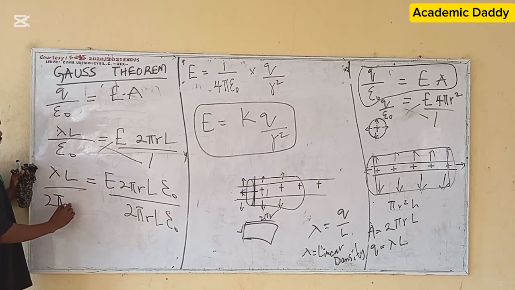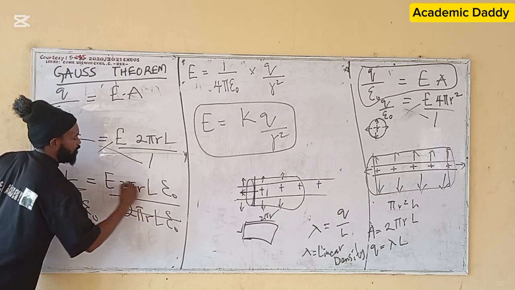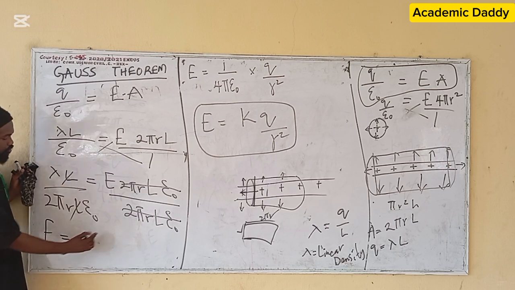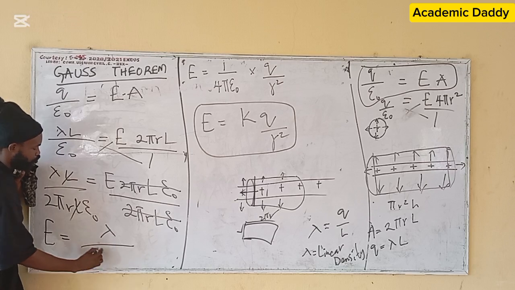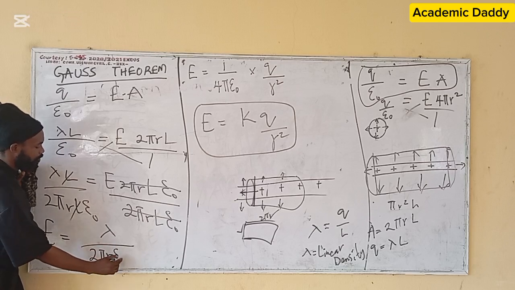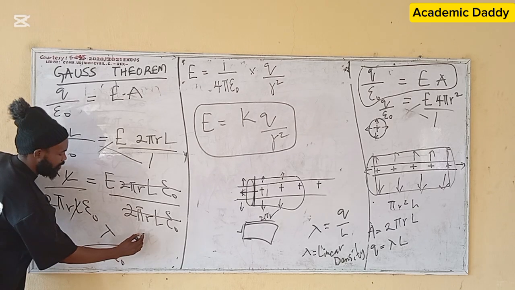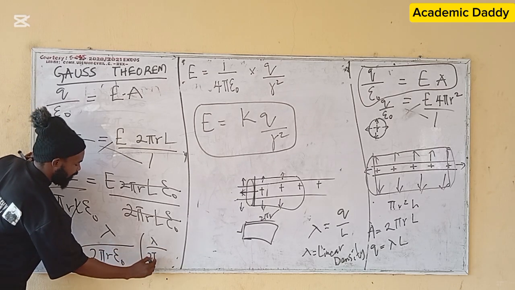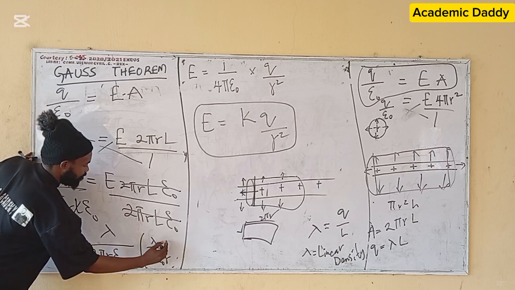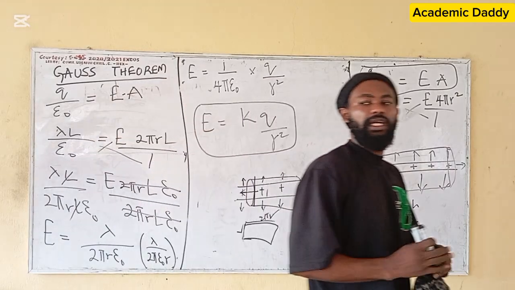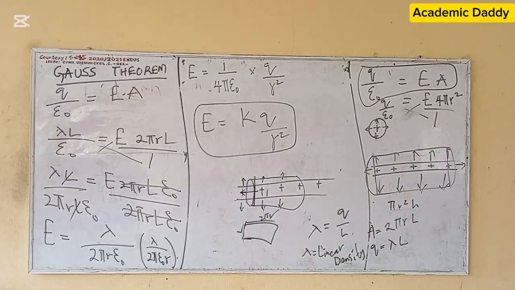2 pi r L epsilon naught. This will cancel this. And notice something, there's L here and L here. I can cancel this. So that E now becomes equal to lambda over 2 pi r epsilon naught. If somebody wants to write it, you can even see it in the textbook where they write it as lambda over 2 pi epsilon naught r, which is the same thing. So with this, we've treated all those things you see them talking about when it has to do with Gaussian theory.